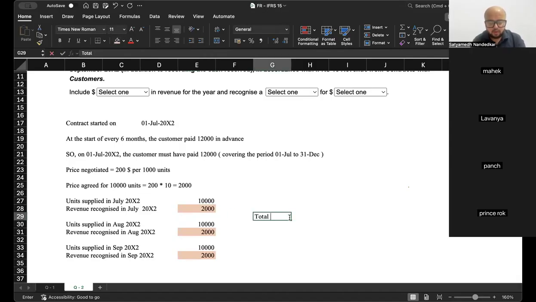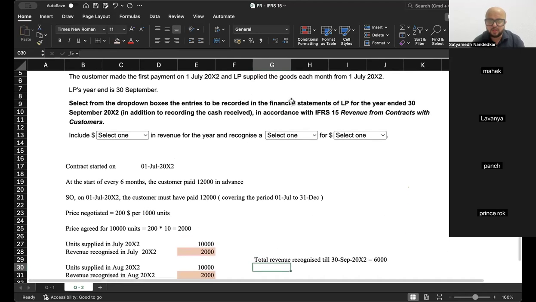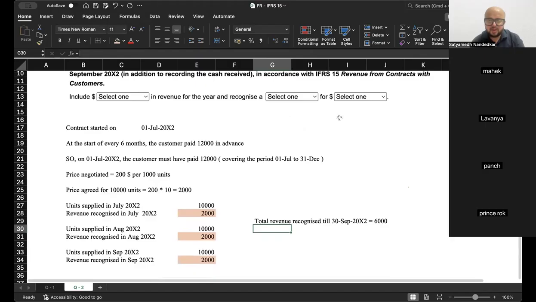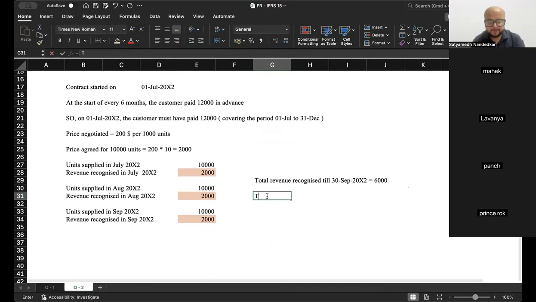What is total revenue recognized till 30th September 2002? ठीक है. 6,000. And recognize a dash for dash. ठीक है. So ये तो कर लिया 6,000 का revenue. Now recognize dash for dash. आपको मिला कितना था? You received a total of 12,000. Total amount received is 12,000.